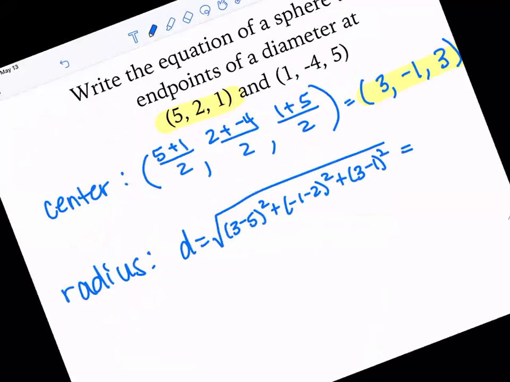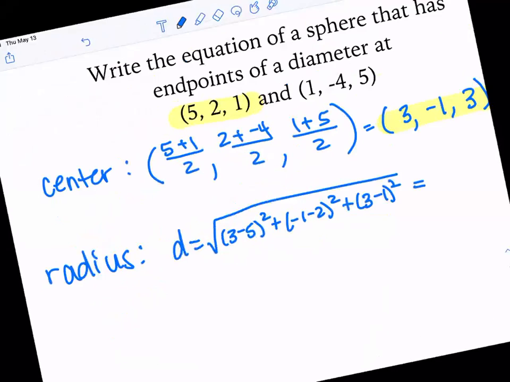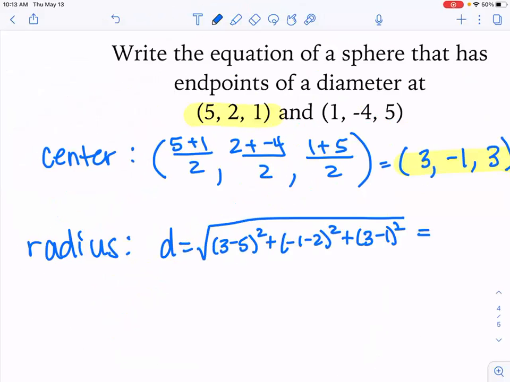So this gives us 4 + 9 + 4. So we have the square root of what? Right, because we have 4 + 9 + 4. Okay.